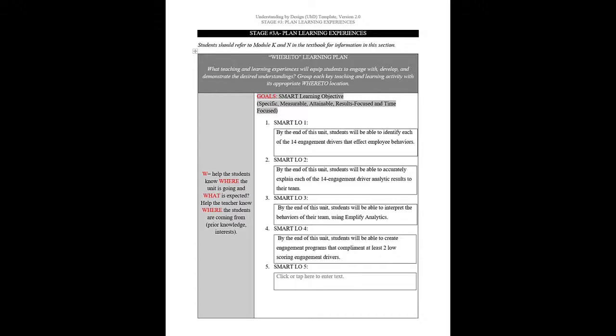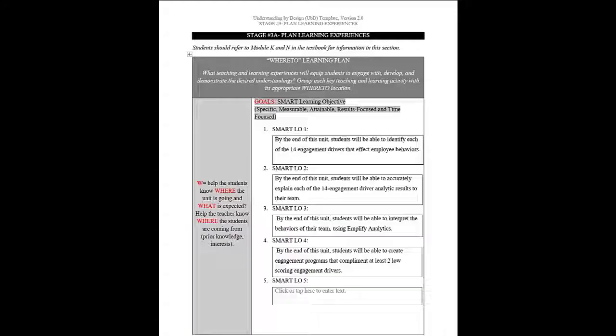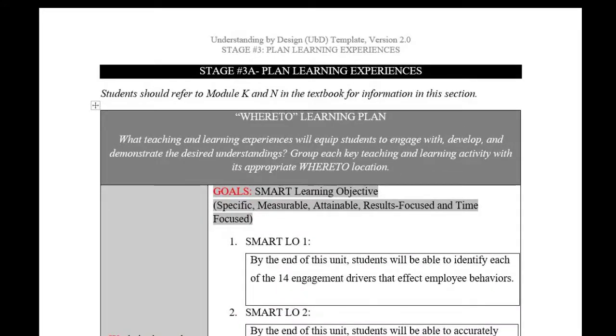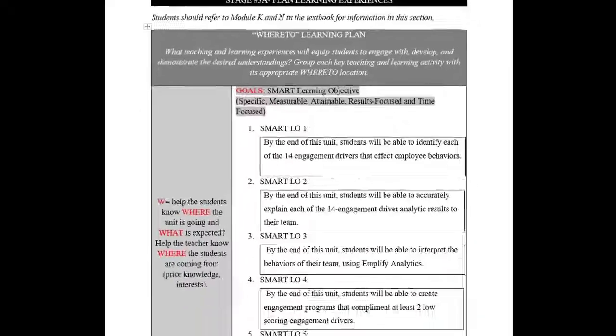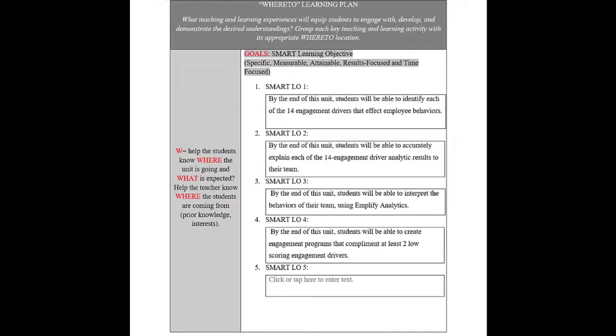To begin, it is important to know that Stage 3 follows the WHERETO learning plan. Each letter in WHERETO makes up a different action item you must consider as an instructor. W stands for both where and what. Where is the course headed, and what will the expectations of the students truly be?